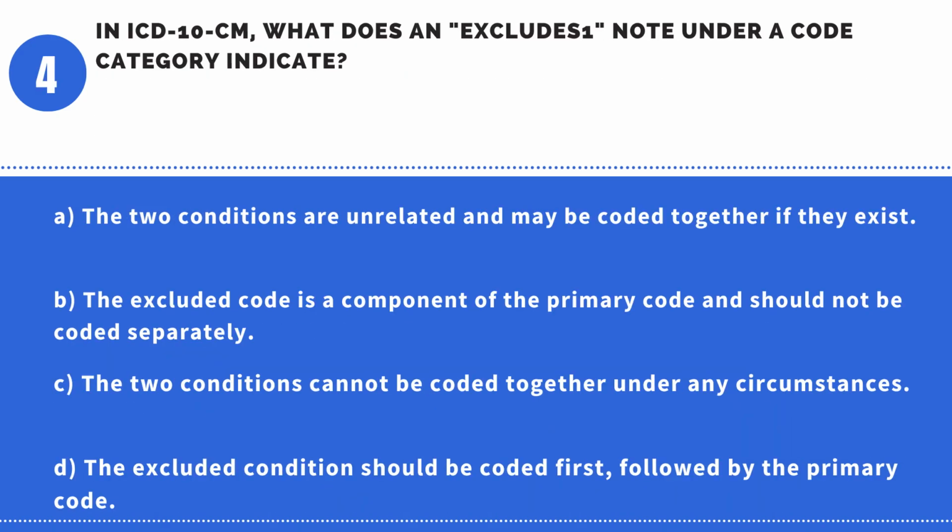Question 4. In ICD-10-CM, what does an Excludes1 note under a code category indicate? A. The two conditions are unrelated and may be coded together if they exist. B. The excluded code is a component of the primary code and should not be coded separately. C. The two conditions cannot be coded together under any circumstances. D. The excluded condition should be coded first, followed by the primary code.